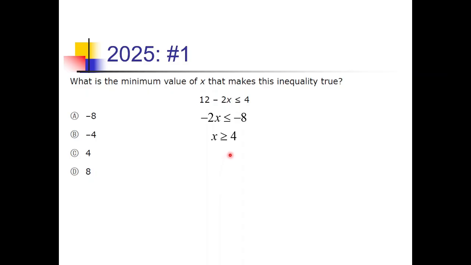And if I'm asking the smallest value of x that makes this true, well, this is all the values that are 4 or greater, so then 4 is going to be the smallest one that fits into this group here. So that would be choice C.